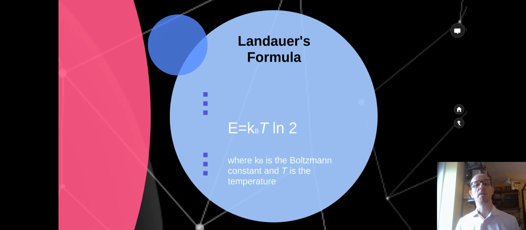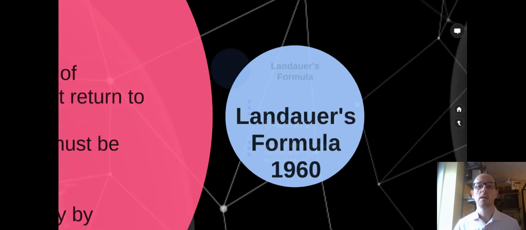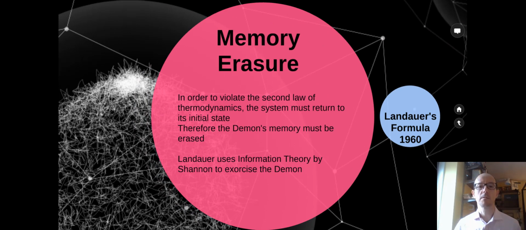And Landauer proved that there is a minimum energy level that needs to be expended to erase one bit of information. And this level is the Boltzmann constant times the temperature times the logarithm of 2. And this increase in entropy that is expended counterbalances the decrease in entropy created by the demon.